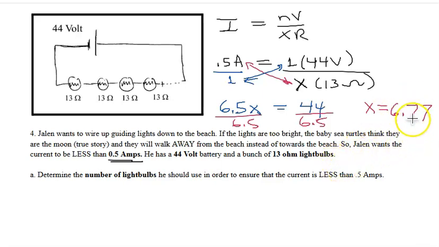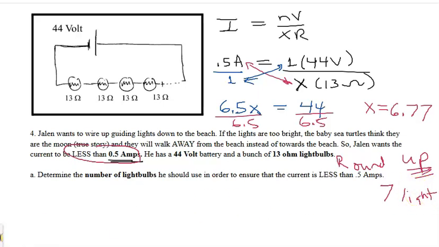But you can't get 77% of a light bulb. You either get 1 or none. So let's think about whether we want to round up or down. He wants to make sure that the current isn't too bright. So if we rounded down, it would be too bright. We want to round up to increase the resistance so the lights are not too bright. So we want to round up. And so what we want is 7 total light bulbs.